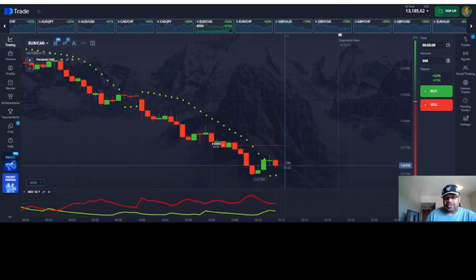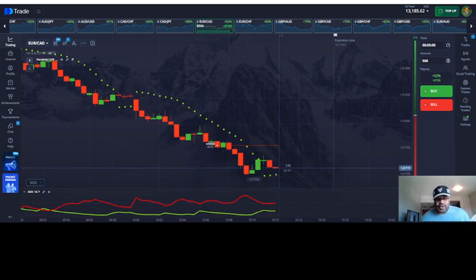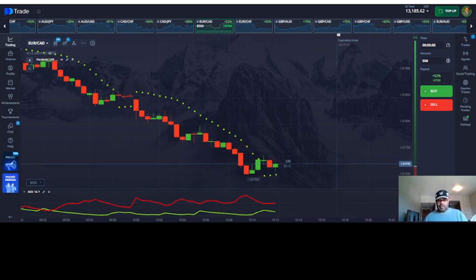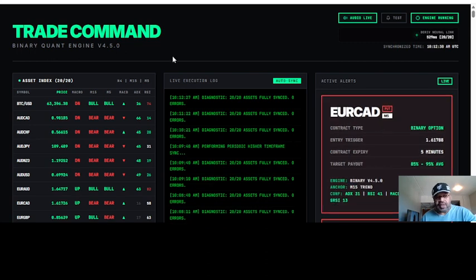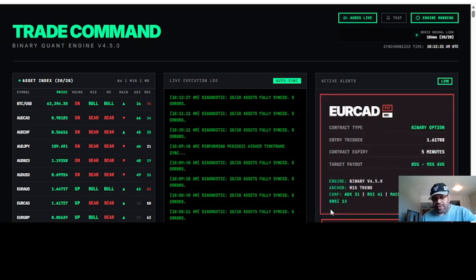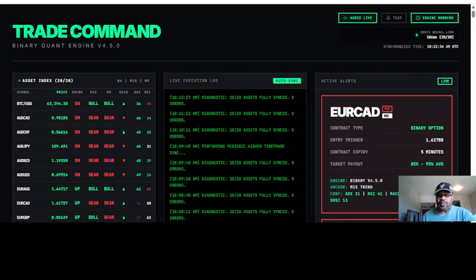Okay, so there's about 30 seconds left in this Euro Canadian dollar short. This trade is about to expire here, so let's wait for the expiry of this trade. Okay, so that trade was also in the money here. This is the signal again, just to recap here, the Euro Canadian dollar short, the Binary Quant Engine recommended. Okay, so what I'm going to do now is I'm going to go back, pause the video, and wait for our next trade signal.